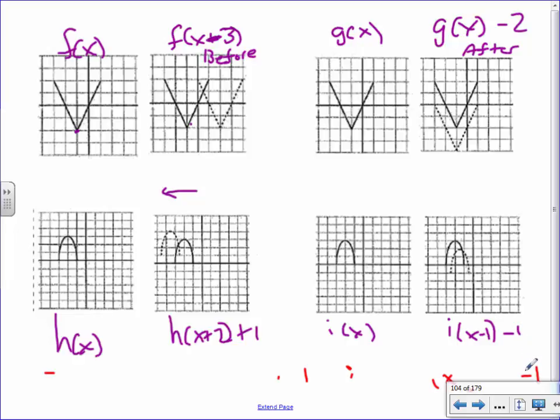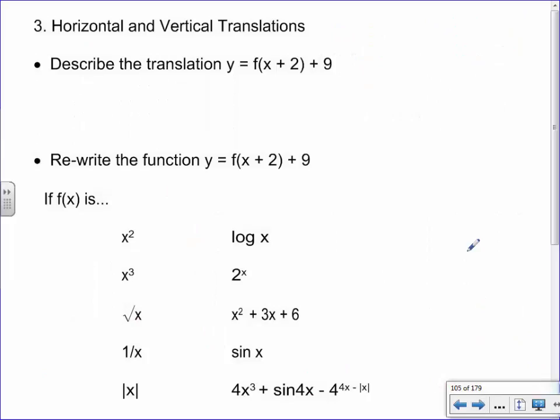Agreement? Awesome. Okay, so let's try this one here then. Describe for me in words what's happening in this translation. We have a function. I don't even care which one it is. It could be linear, quadratic, cubic. And we're throwing an x plus 2 inside the brackets, and then we're throwing a plus 9 outside the brackets. In words, what's it going to do? Where's it going? Yeah, left 2, up 9.